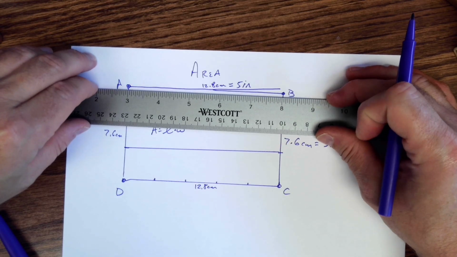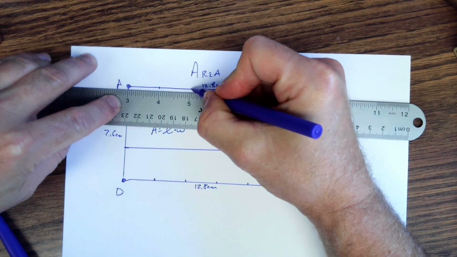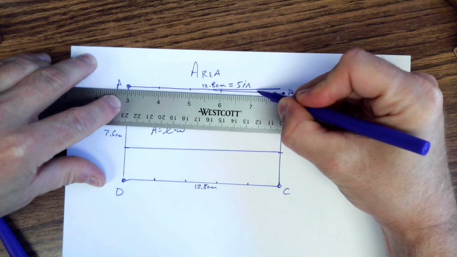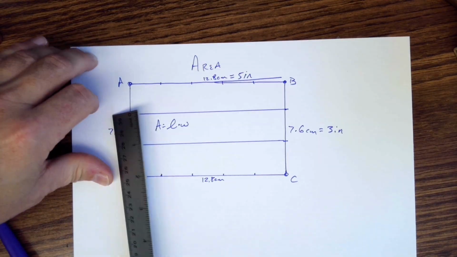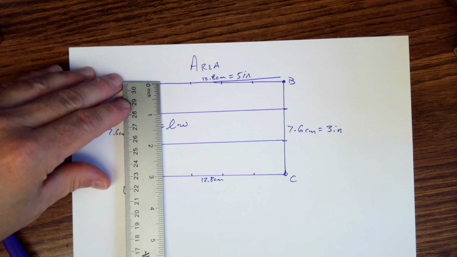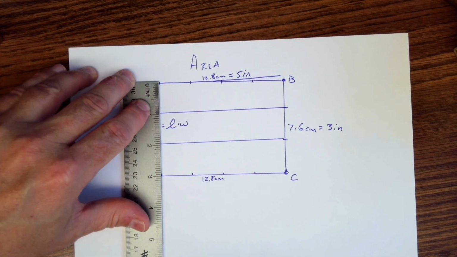Anybody bothered by the fact I'm starting at 3 instead of 0? There's always somebody that's like, oh, why are you doing that? That hurts my head. Think about it for a second. You're still doing the same measurement. You're just starting in a different place.